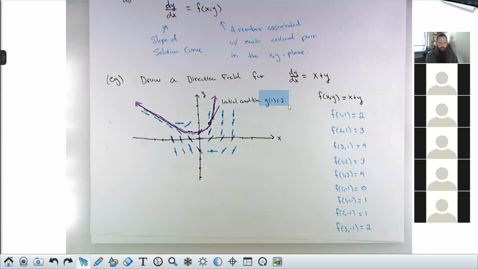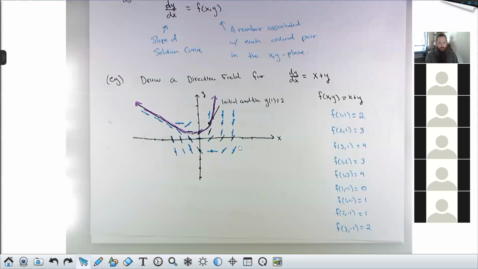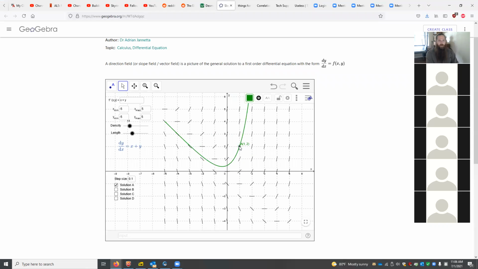Let's see what happens if I move my initial condition to y of 1 equals 2. In other words, when x is 1, y is 2. Look at that. We did good. Oh, yeah. I wasn't expecting it to do that well, but we did good.